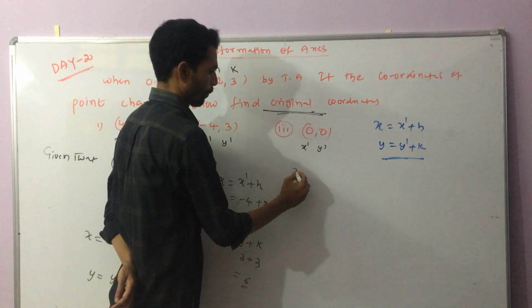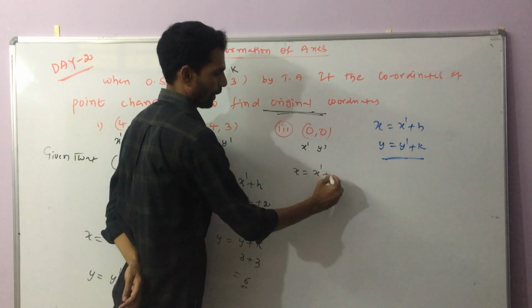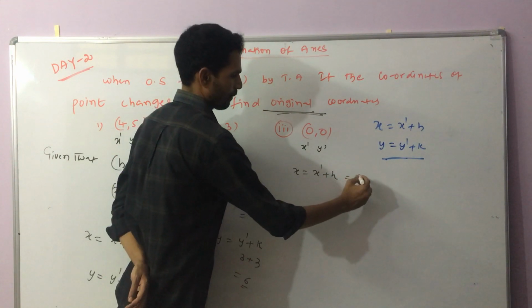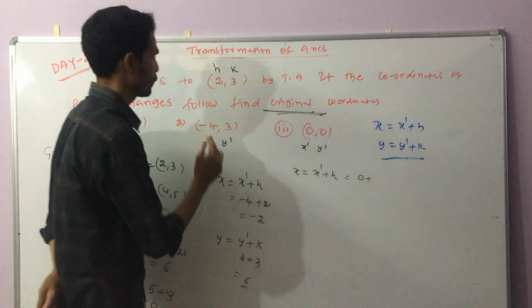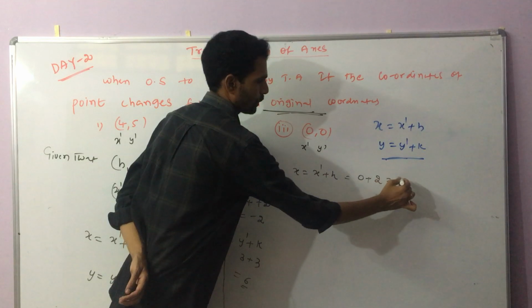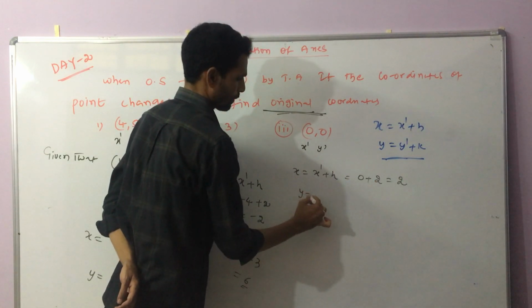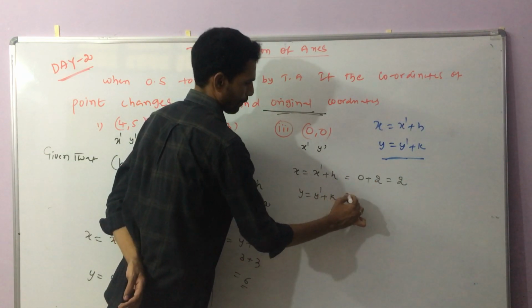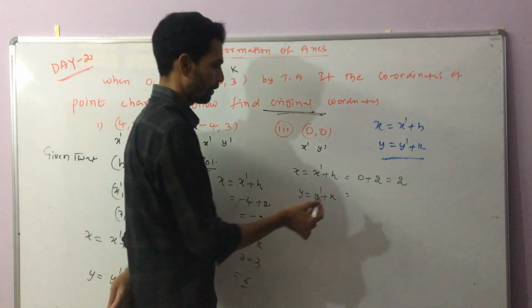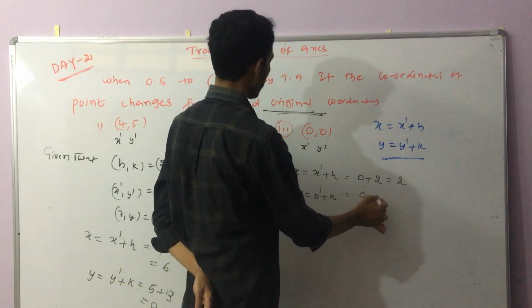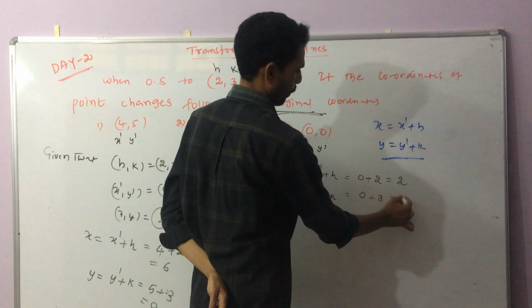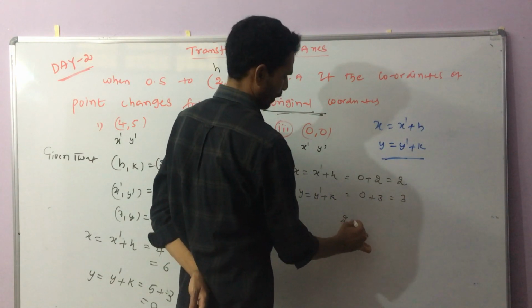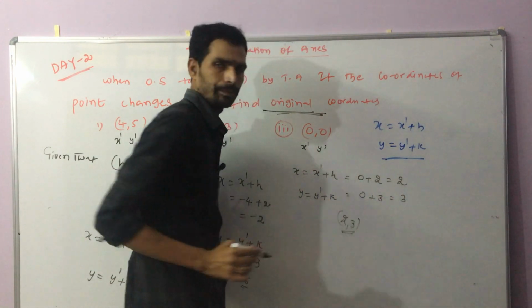Similarly, the last one. What you want is x. x is equal to x dash plus h. The x dash value is 0, the h value is 2. Therefore, 0 plus 2 is equal to 2 only. y is equal to y dash plus k. The y dash value is 0, plus the k value 3. 0 plus 3 is equal to 3. 2 comma 3 are the old coordinates.